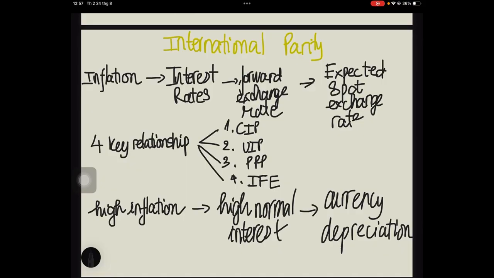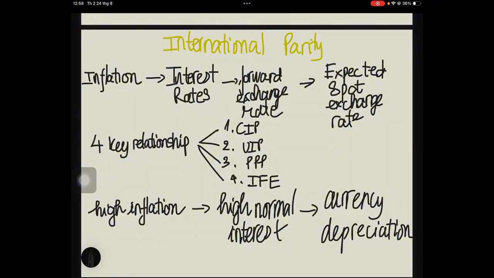So these parity conditions are basically different ways of describing the same economic system. Think of them as four pieces of a puzzle. CIP connects interest rate with forward exchange rate. UIP connects interest rate with the expected future spot exchange rate. And PPP connects inflation with expected currency movement. And the international Fisher effect connects interest rate difference with inflation difference.